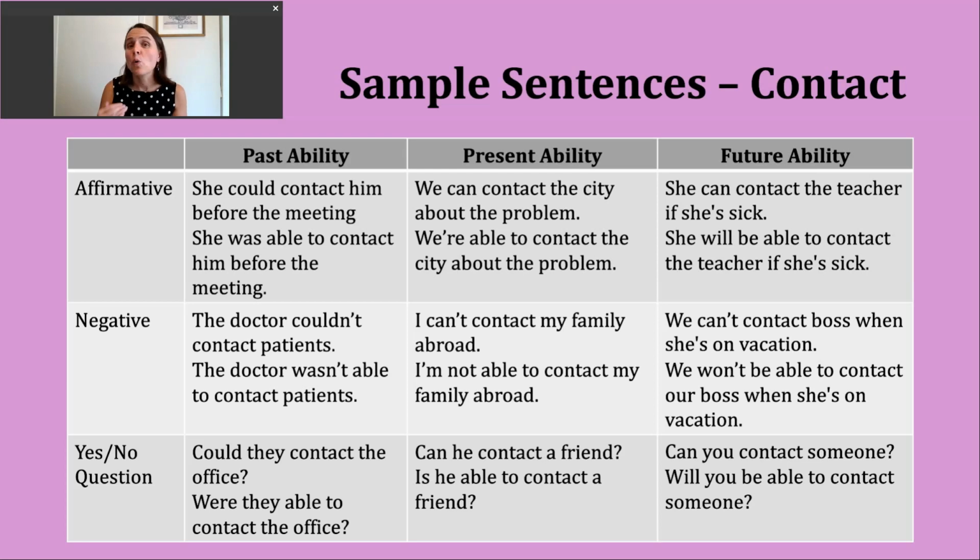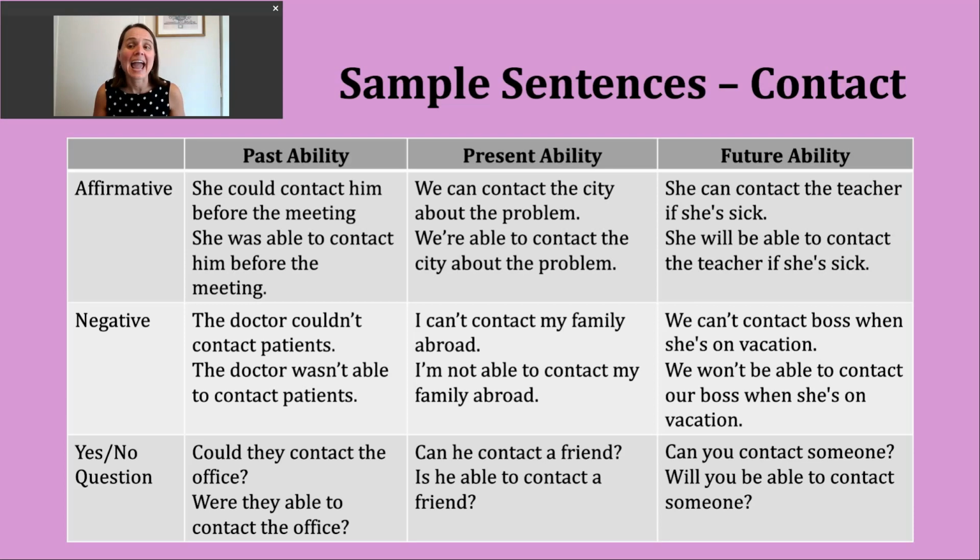If we want to ask a question, a yes or no question about someone's present ability, we can start with our modal, then have our subject, then the base verb, or we can start with our present form of be that matches the subject and then do able, to, and the base verb. Let's look at our two examples. Can he contact a friend? Is he able to contact a friend? Again, both of these are going to have the same meaning.